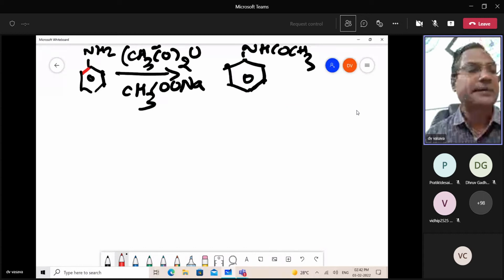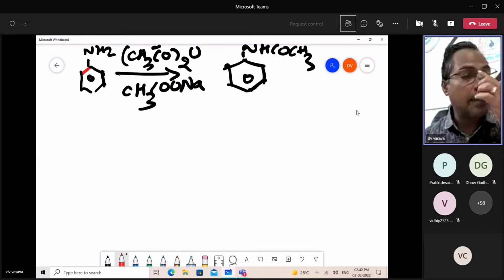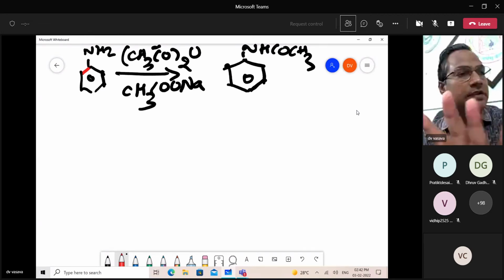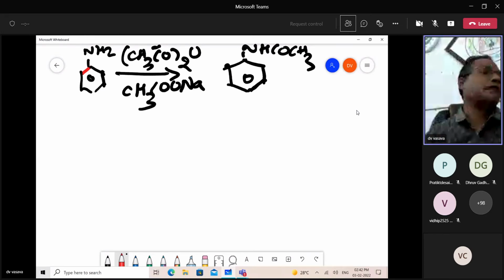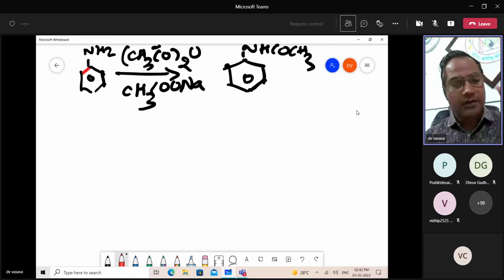So by calculating this, by getting the amount, you will be able to calculate the rest of the amounts of the reagents. So reagents, molecular weight, density, number of moles.